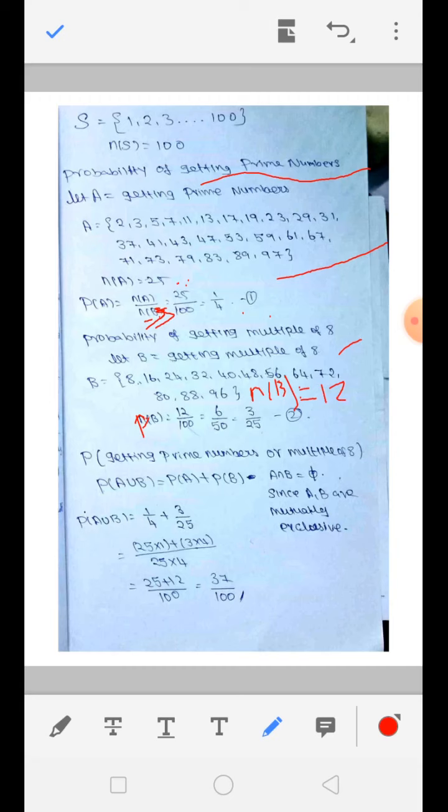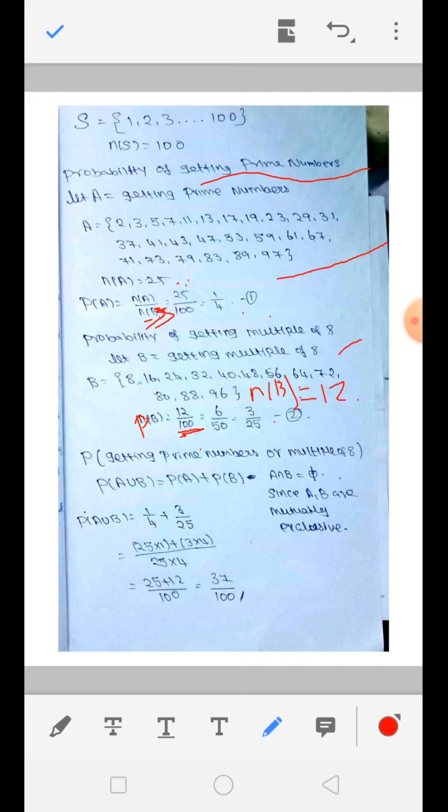And then what we have to do, finding P of B, the probability of B. So probability of B, P of B is equal to, what is the formula? Same thing, number of B divided by number of S. Number of B value is 12, number of S value is 100. That's why I wrote 12 by 100. So 12 by 100, I just cancel it and got 3 by 25.